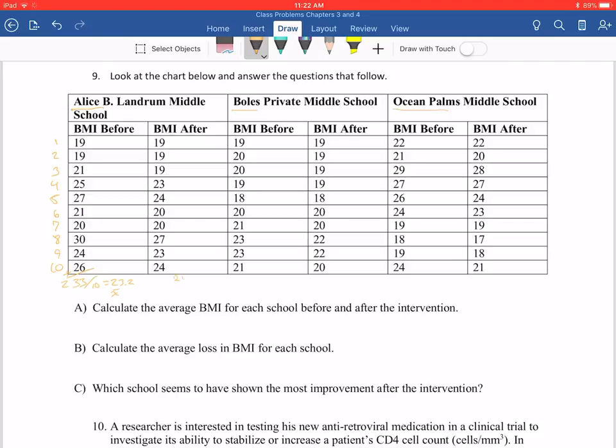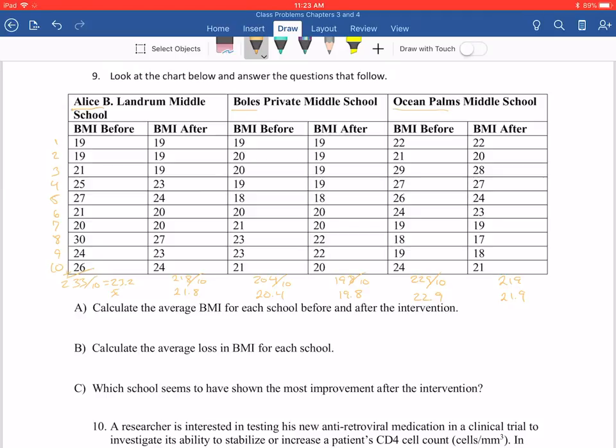You do this for all of the values here, so this is going to be 218 divided by 10, which is going to give you 21.8. Moving on, 204, this would be 20.4, 198, 19.8. In case you need to see that, remember we're just adding up all the values for the before and dividing by 10, and then that's how we're getting our average, 22.9, and then 219, which is then 21.9. So here we go. Here are the averages for BMI each school before and after the intervention. That has been done.